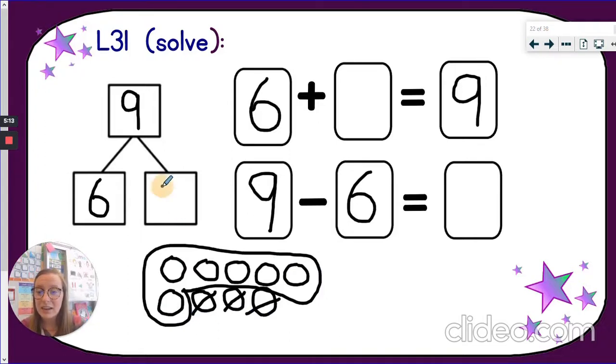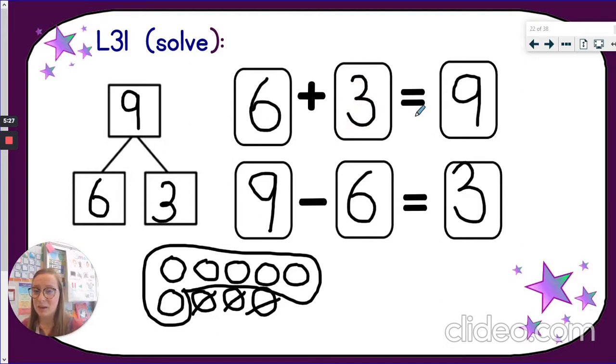So I can go back in my problem and I can put a 3 in my number bond. I can put a 3 as the solution for my subtracting problem, and I can put a 3 as my missing addend in my addition problem. We have solved that problem. Yay! Good job, my friends.